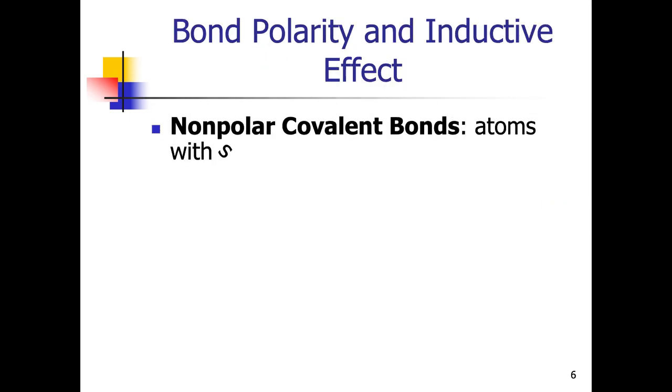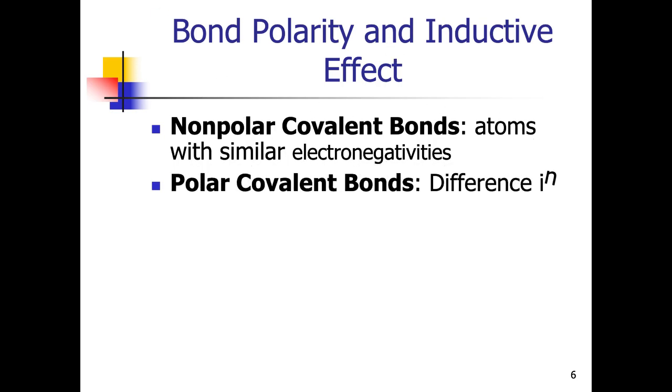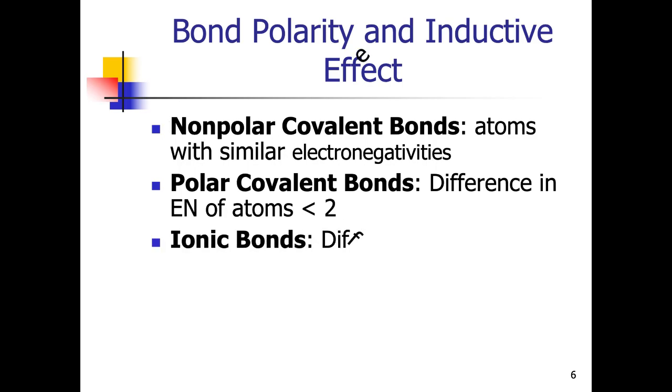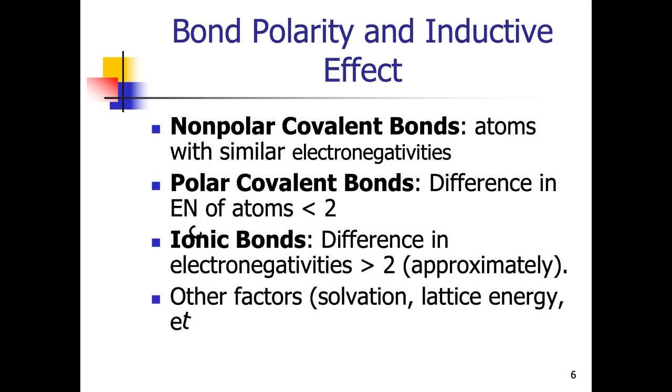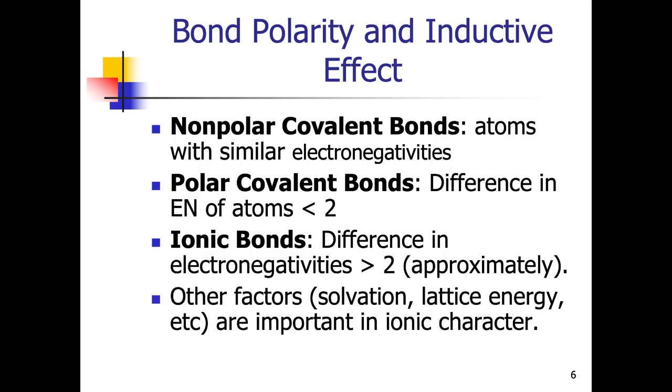Non-polar covalent bonds form between atoms with similar electronegativities. In polar covalent bonds, the difference in EN of the atoms is lower than 2. In ionic bonds, the difference in electronegativities is higher than 2, approximately. Other factors, such as solvation and lattice energy, are important in ionic character.